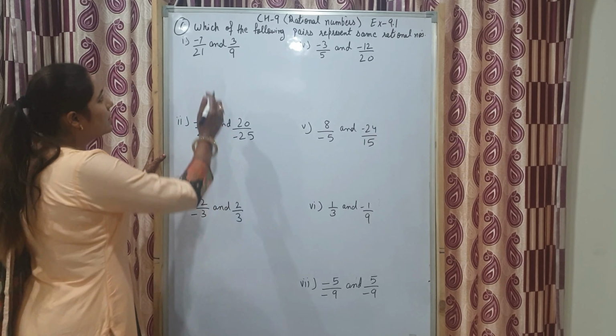This is another method. You can do it in this method also. Minus 1 upon 4. Now again you will multiply with 3. Why am I multiplying with 3? Because I want the denominator 12. What is 12? 12 is the LCM of the denominators 3 and 4. So I have to make the denominator 12.